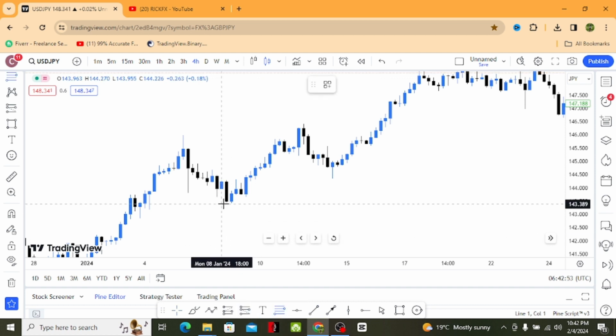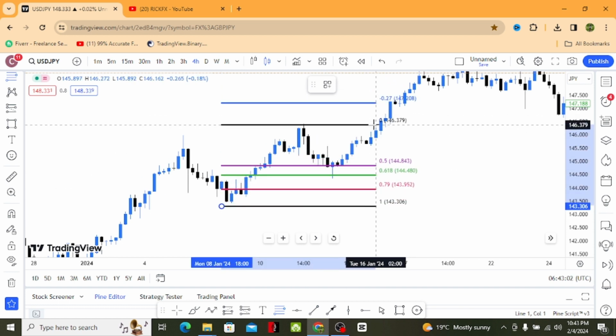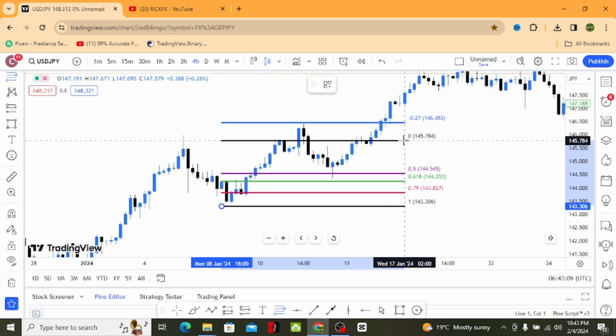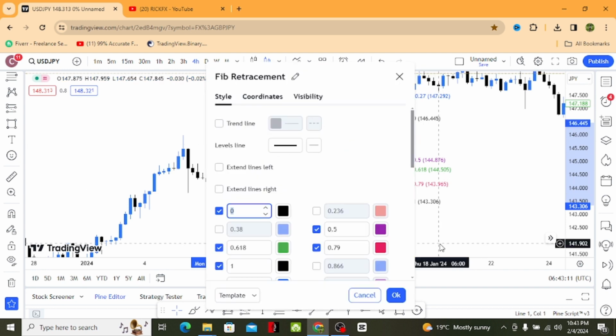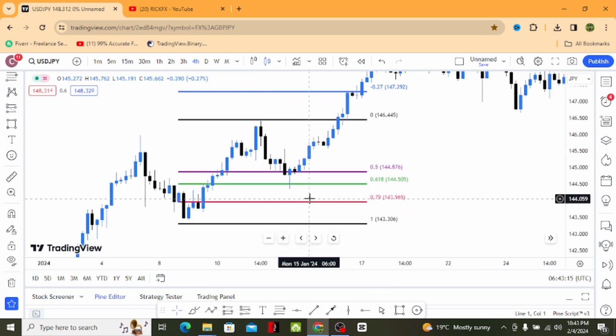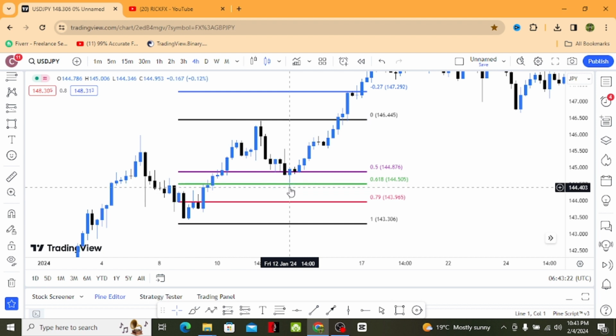You draw in an uptrend from the swing low to the swing high, and remember you are drawing your Fibonacci from the left to the right. Okay, from the swing low to the swing high in an uptrend. Okay, as you can see, look at it, price got to 0.5, 0.618, and it started reversing from 0.618.